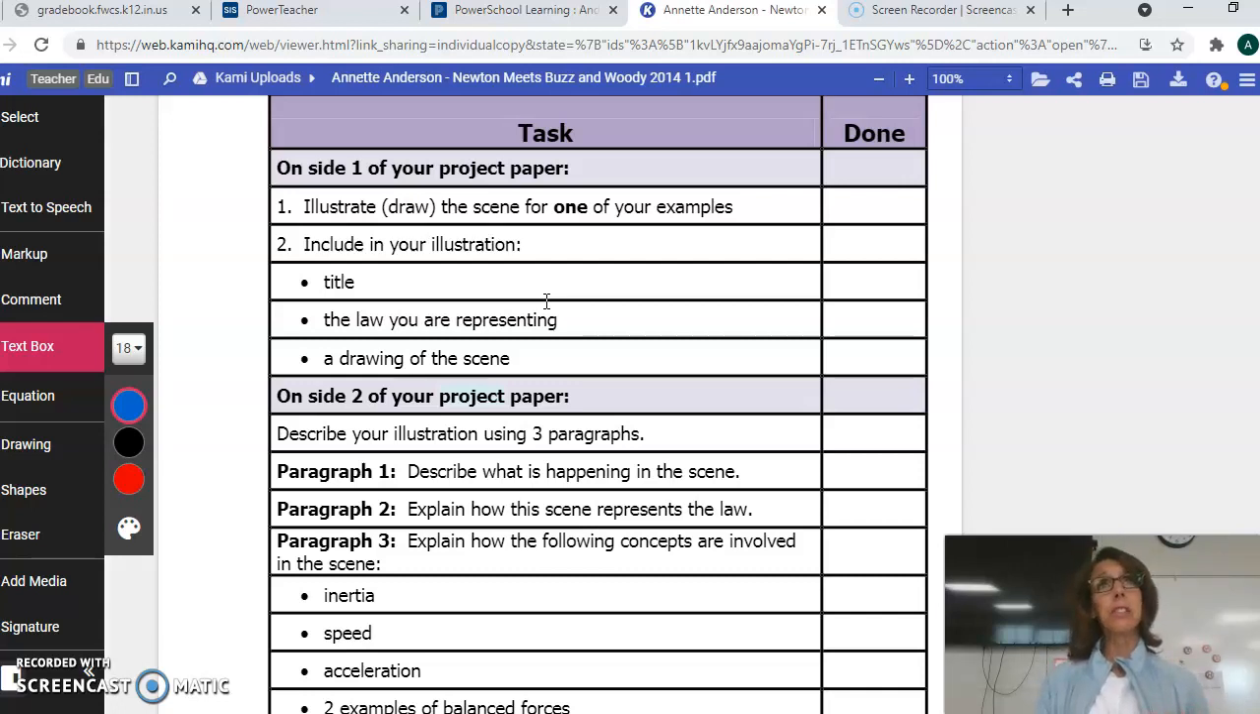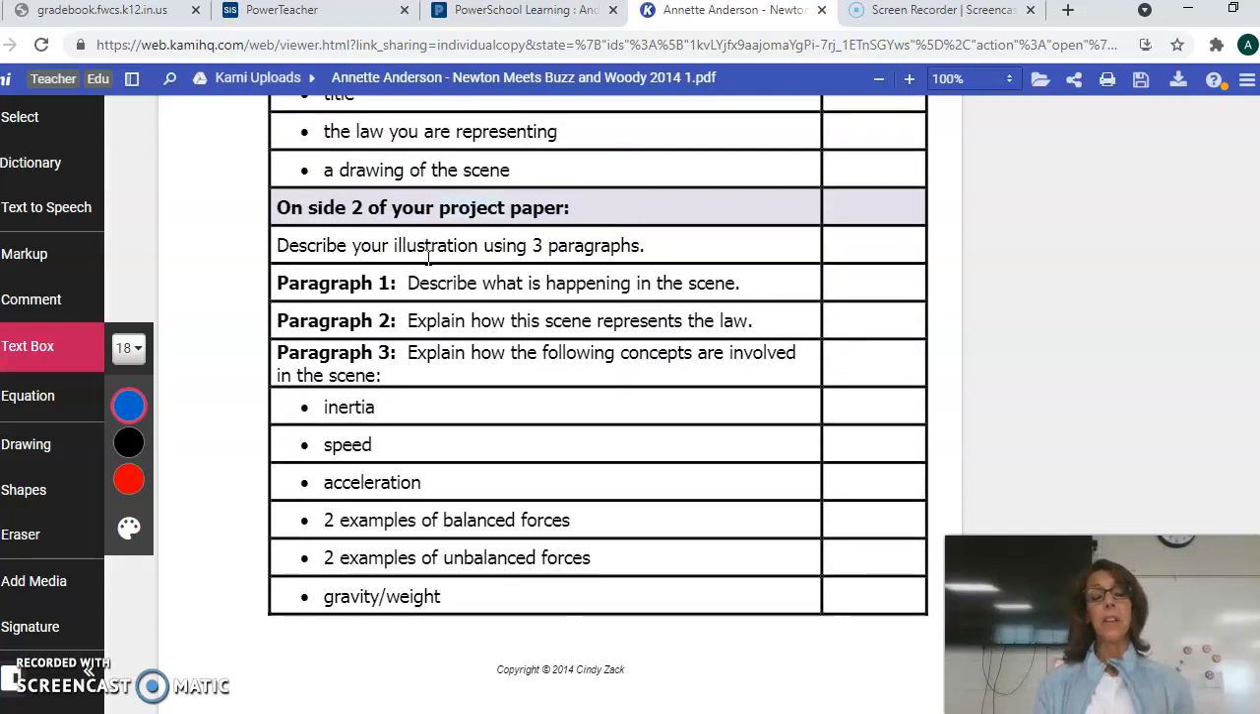If you are an in-person student, you were given a white large sheet of paper. On one side, you're going to illustrate the scene from one of your examples. You're going to give me a title, and you're going to tell me what law you're representing. On the back side, you are going to put your 3 paragraphs. If you'd like to tape a lined piece of paper there, that's fine.